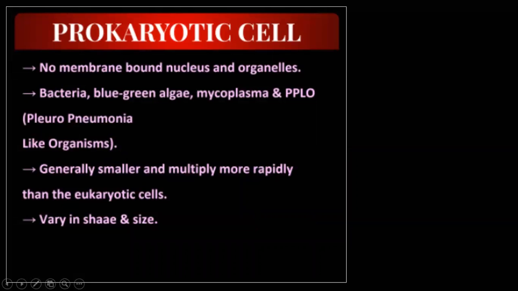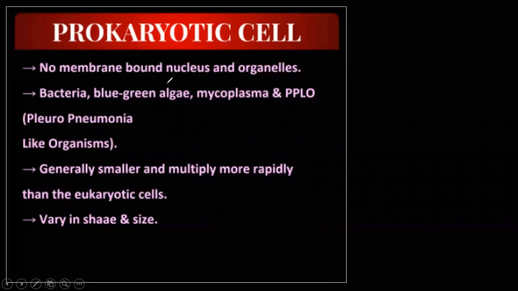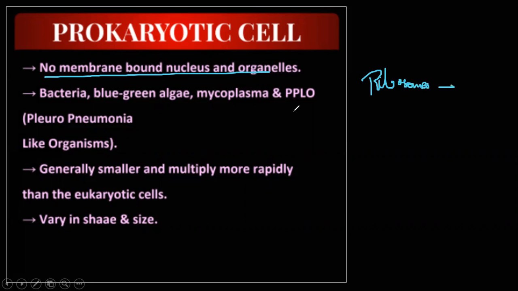In prokaryotic cells, no membrane-bound nucleus and organelles are found. The nucleus has no membrane. All organelles are membrane bound except the ribosome. The organelle present in the prokaryotic cell is the ribosome, and it is of the 70S type. Then what does S refer to? S refers to the sedimentation coefficient. That we will learn in the upcoming slides.